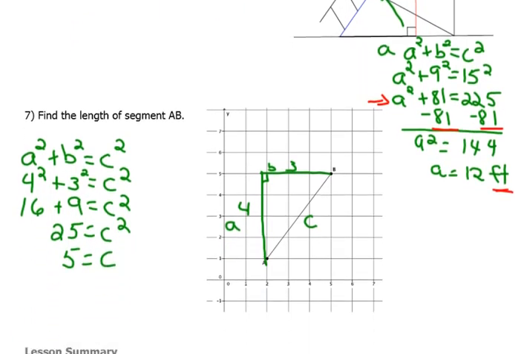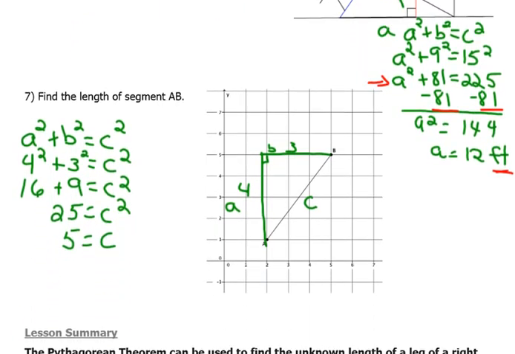For number 7, I had to go through and draw in my triangle, right? Just like as if I was finding slope, up and over. So we went up 4, we went over 3. So that's going to give me 16 plus 9, because I'm looking for the C. It's across from the right angle, which gave me 5 because 25 is a perfect square.